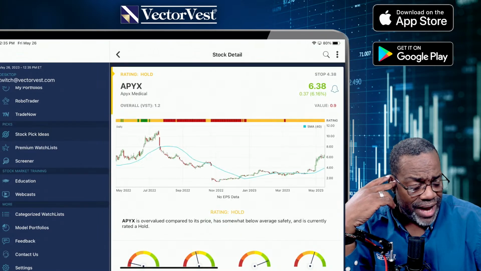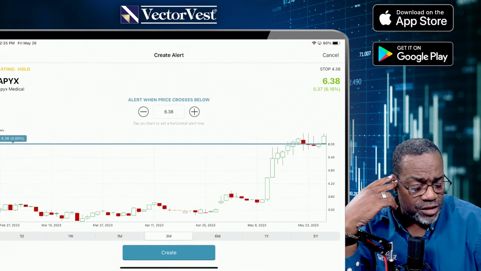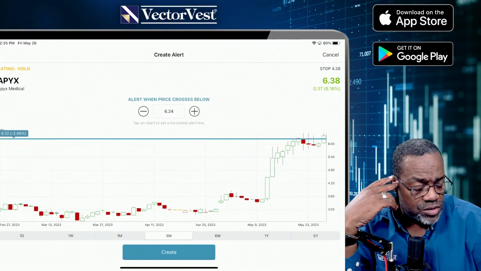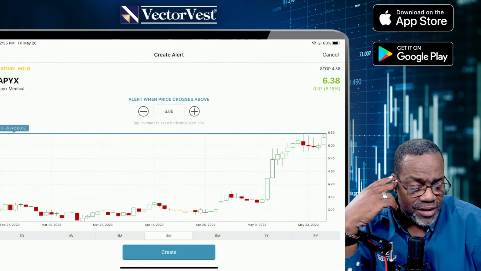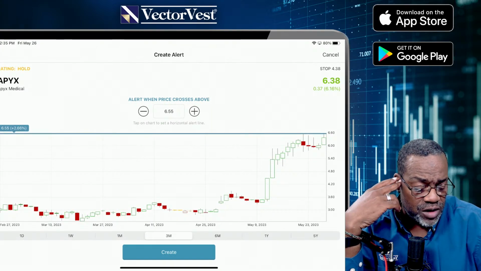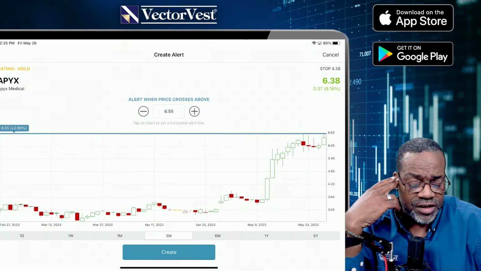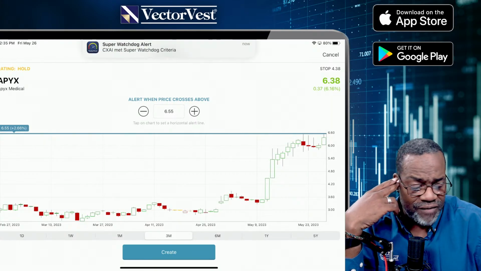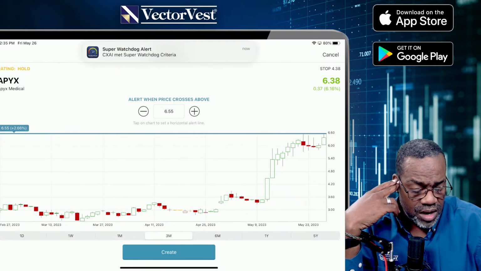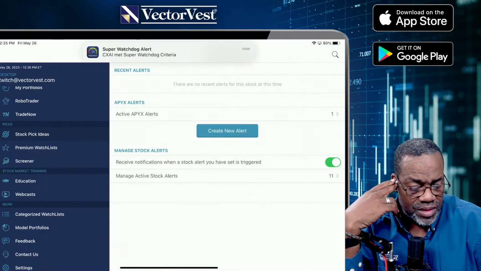Let me go back, hit the alert, create alert. Let's make sure. There we go. Up higher, crosses above. That's a beautiful level of resistance. If the stock continues to move up, I've got a little bit more confidence that it's going to keep moving up. All right, I'm going to click on create.